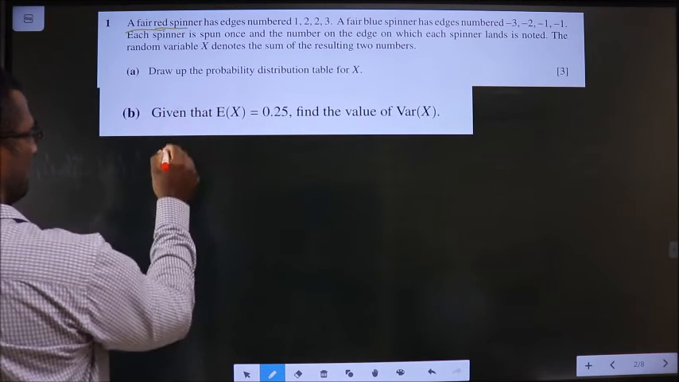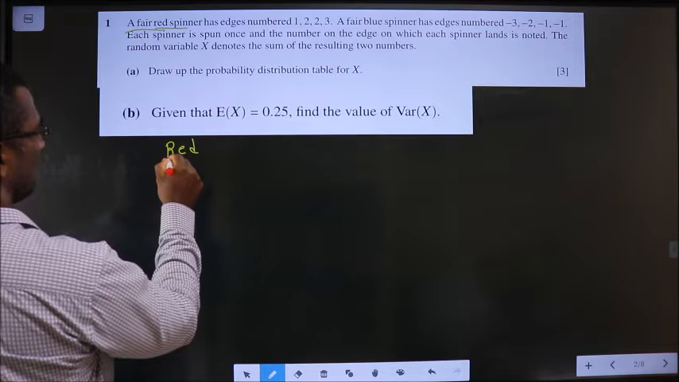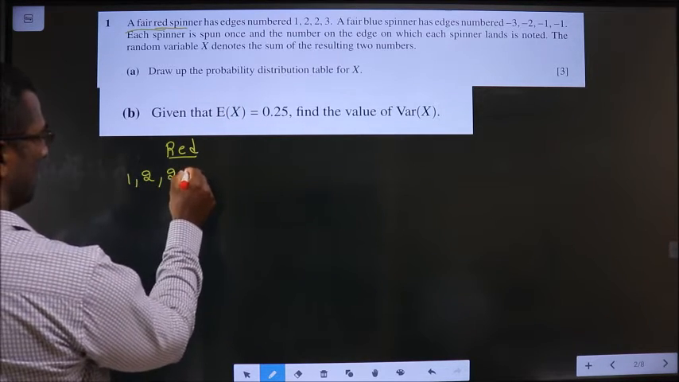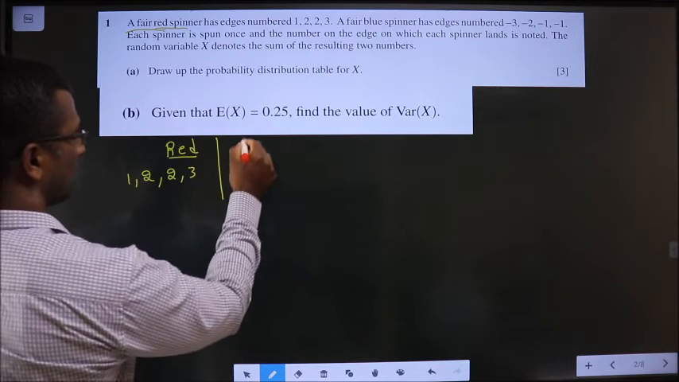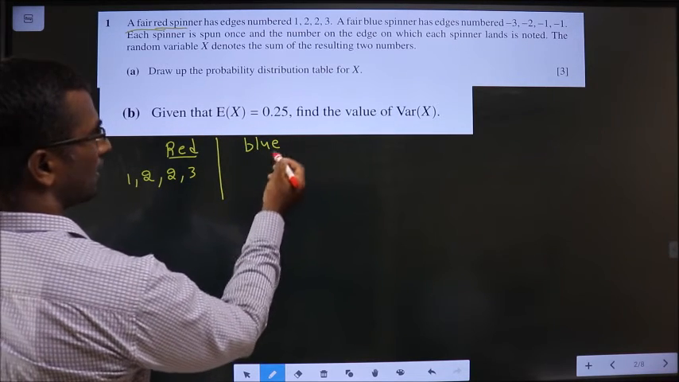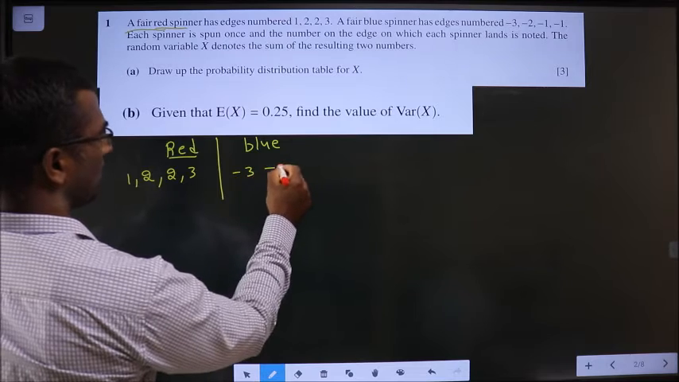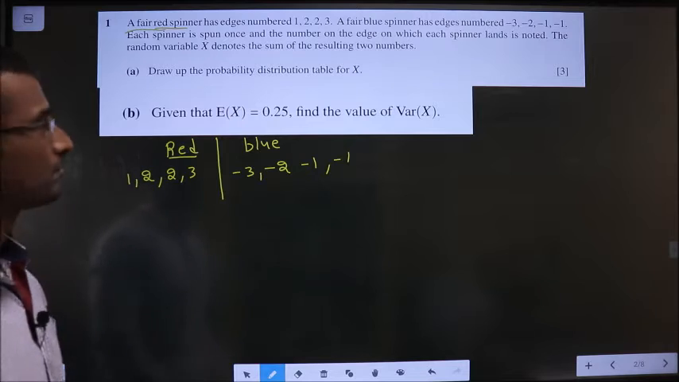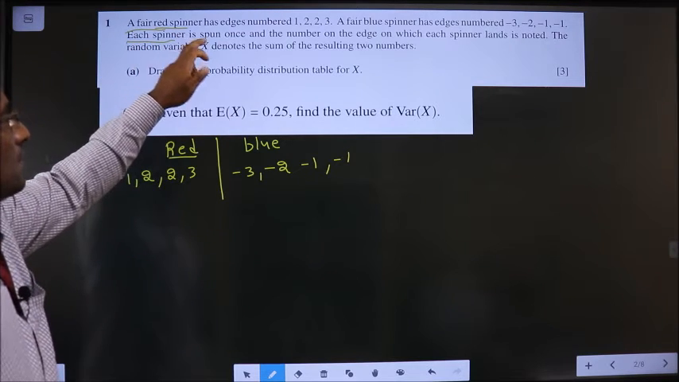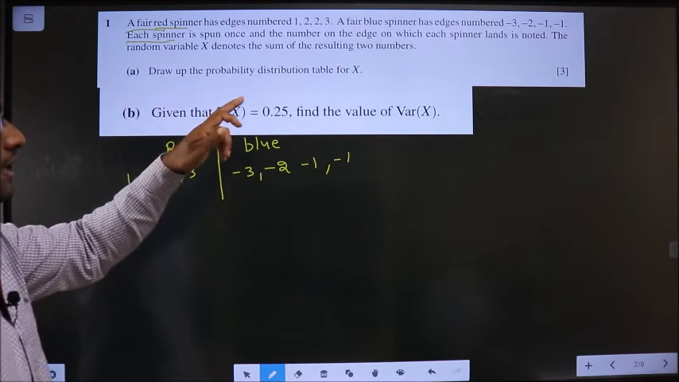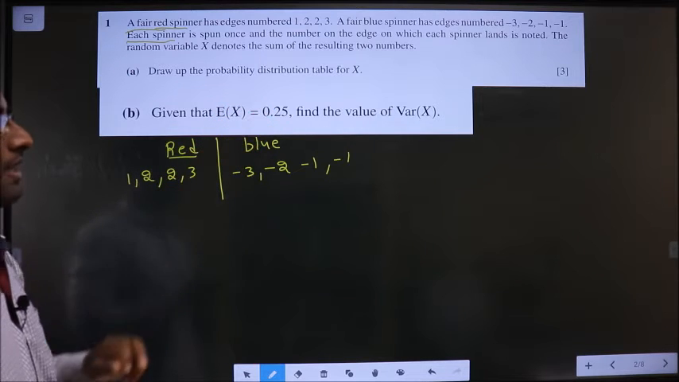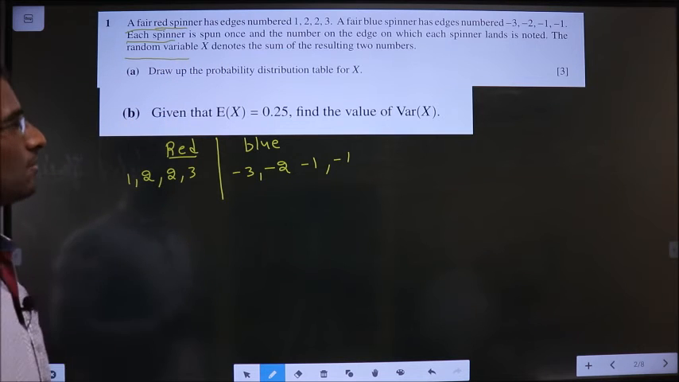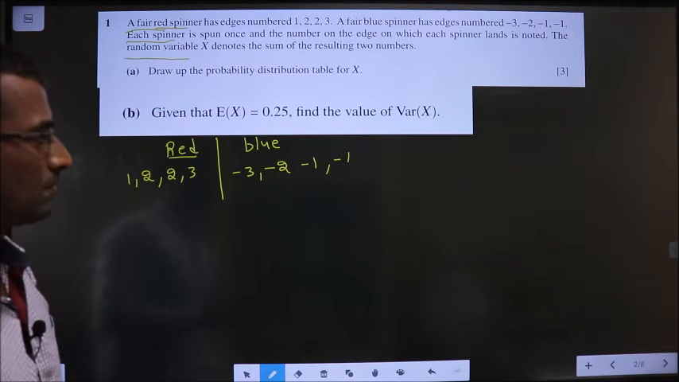For the red spinner, it's numbered 1, 2, 2 and 3. And for the blue one, it is numbered -3, -2, -1 and -1. Each spinner is spun once and the number on the edge on which each spinner lands is noted. The random variable x denotes the sum of the resulting two numbers.